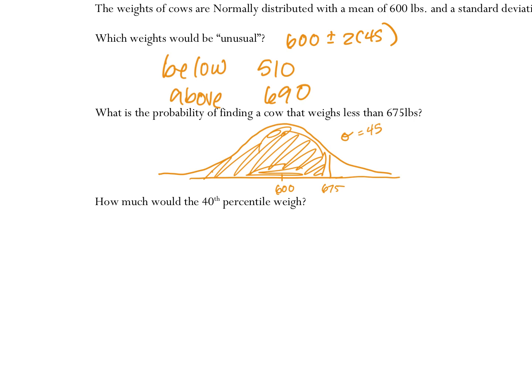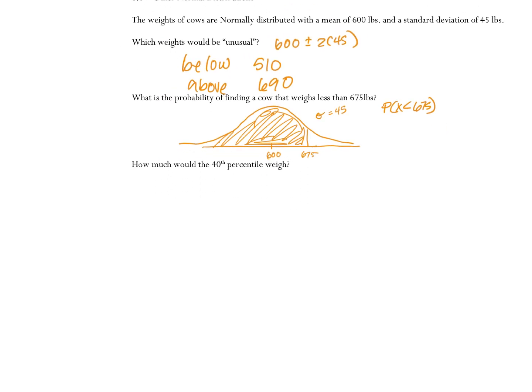0.953. So the probability that x is less than 675. Notice I'm not doing a z anymore. I'm doing an x because this isn't a z-score. It's an actual observation. Is 0.954 what you said, or 0.953 is how it rounds? No, it rounds to 2 because it's 2, 2.